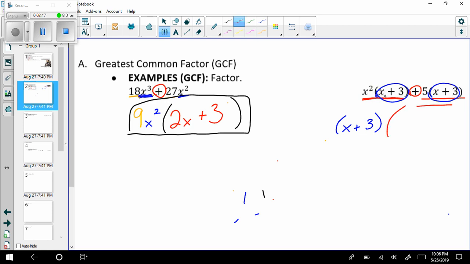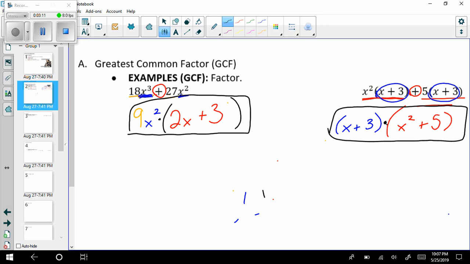So this first chunk, if I took an x plus 3 out, the x squared is left. That was out front. Plus, the back set, if I took the x plus 3 out, I have the 5 left. So this entire thing is the factored form. By the way, there's multiplication in between them when they're written next to each other like that. But you don't have to write the multiplication.